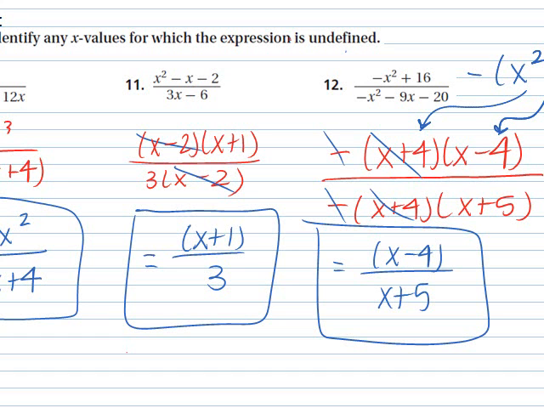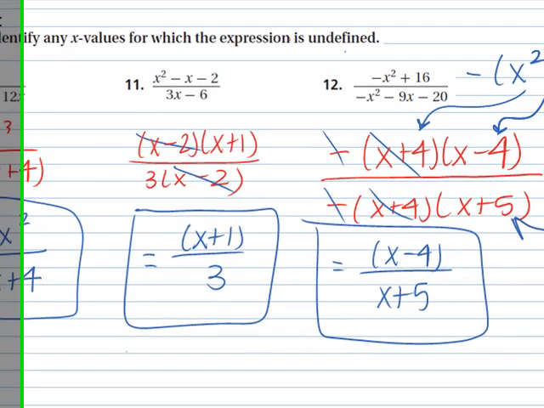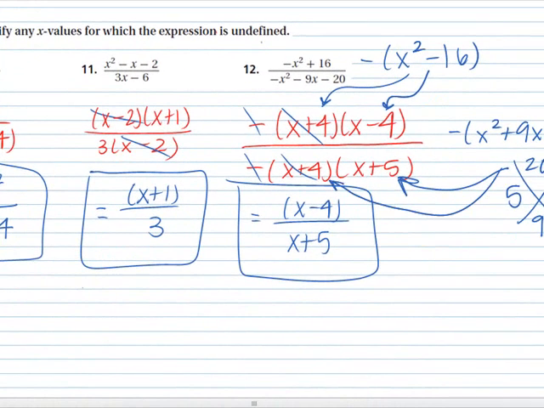And the denominator, when I factored out a negative, I was left with x squared plus 9x plus 20. So I was just looking for numbers that multiplied to be 20, that added to be 9, and I decided on 5 and 4, which is where my x plus 5 and my x plus 4 came from. So then the negatives could cancel and the x plus 4's could cancel, and I was left with just x minus 4 and x plus 5.